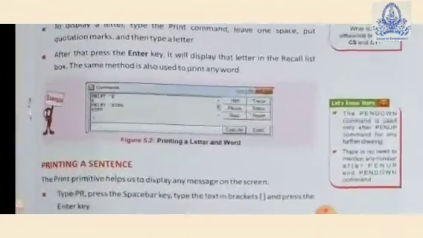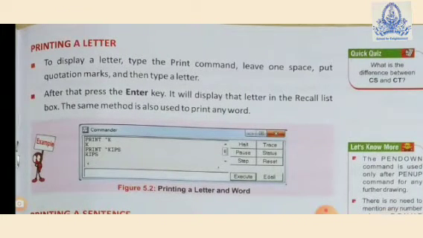Next, printing a letter. Printing a letter is also a similar operation. Print, then space, single or double quote, A or B or K, any alphabet you want to type, then go for enter, and automatically the same alphabet is going to print.